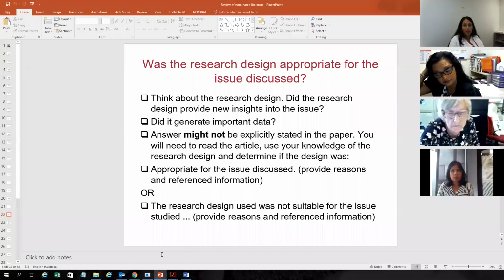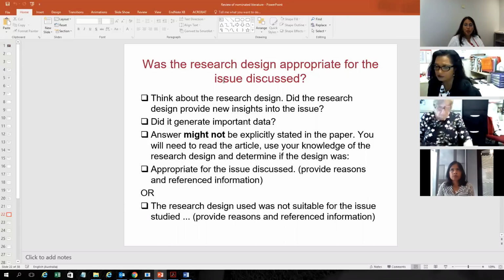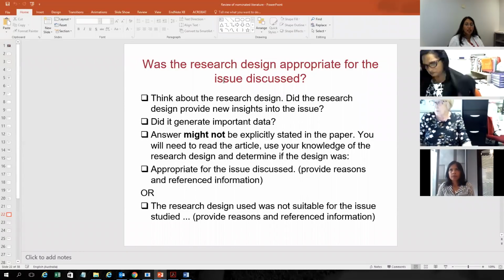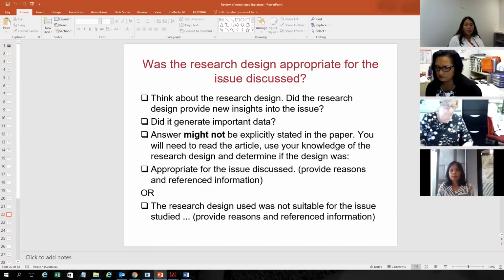So we're looking at the second bit now. Was the research design appropriate for the issue discussed? Think about the research design. Did the research design provide new insights into the issue? Did it generate important data? The answer might not be explicitly stated in the paper. You will need to read the article, use your knowledge of the research design, and determine if the design was appropriate for the issue discussed, or perhaps it was not appropriate.